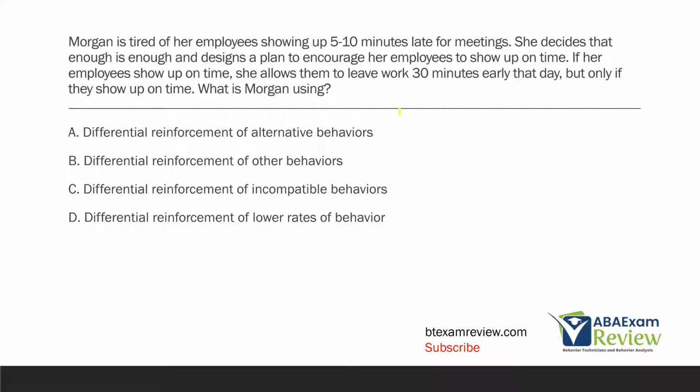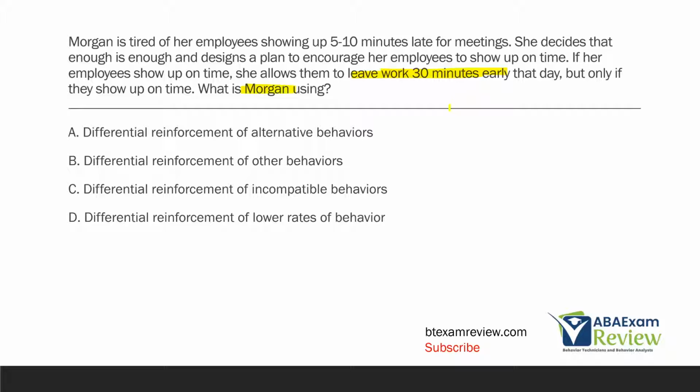Morgan is tired of her employees showing up 5 to 10 minutes late for meetings. She decides that enough is enough and designs a plan to encourage her employees to show up on time. If her employees show up on time, she allows them to leave work 30 minutes early that day, but only if they show up on time. What is Morgan using? We're looking at Morgan's behavior. And since she's putting certain behaviors on extinction and reinforcing other behaviors, we need to start to assume that she's using differential reinforcement. And so since she's using differential reinforcement, we can first identify the reinforcer, which is allowing the employees to leave 30 minutes early that day.